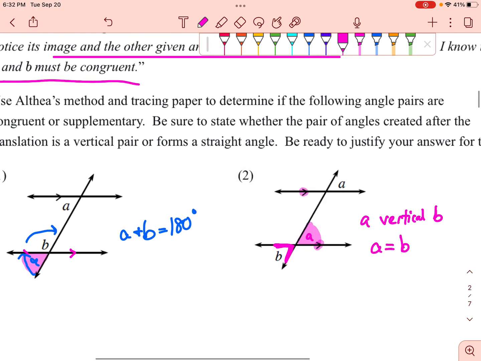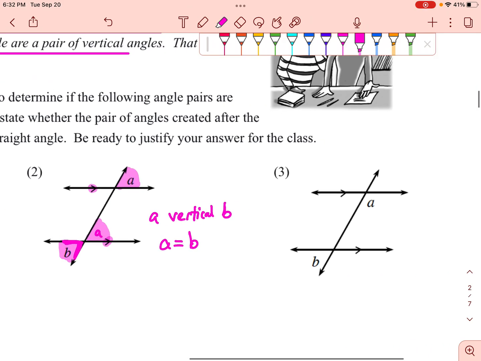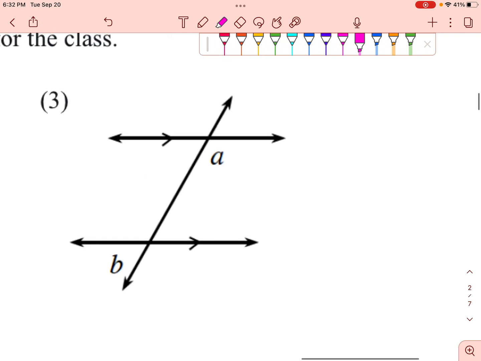So look at the difference between these. You can very clearly see those vertical angles. Okay, whereas over here you see that they're not. They're supplementary. Then we have this one, and I have my angle A.